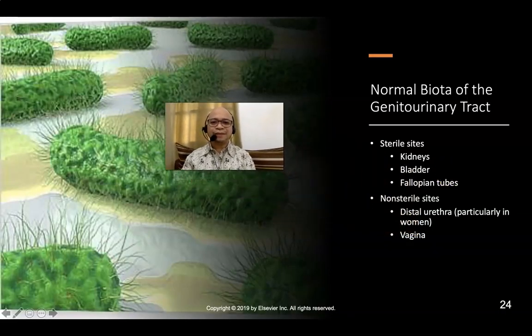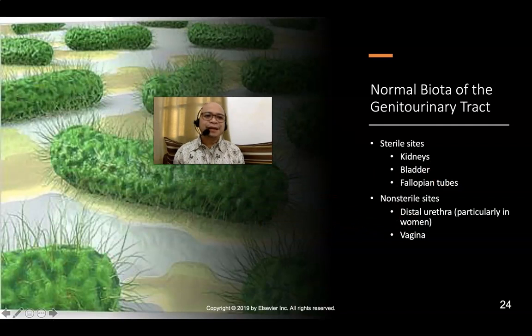Okay, let's talk about the normal biota of the genital urinary tract. So what are the sterile sites? This would include the kidneys, bladders, and fallopian tubes. We do not want these organs to get infected, because this would entail the presence of a significant infection.